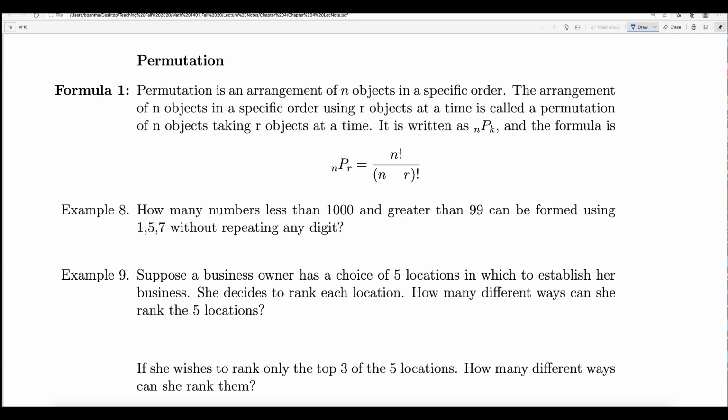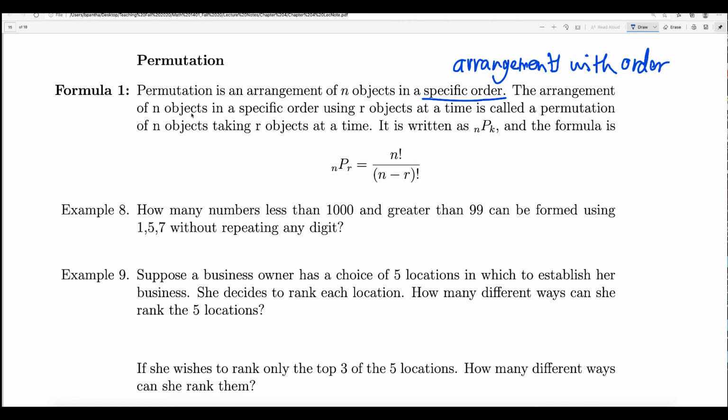Welcome. In this video, I'm going to talk about permutation of n objects taken r at a time. Permutation is basically the arrangements where the order is taken into account. So it is basically arrangements with order. Permutation is an arrangement of n objects in a specific order.